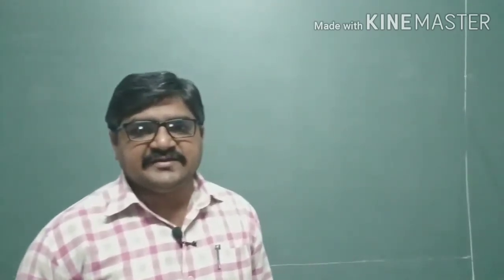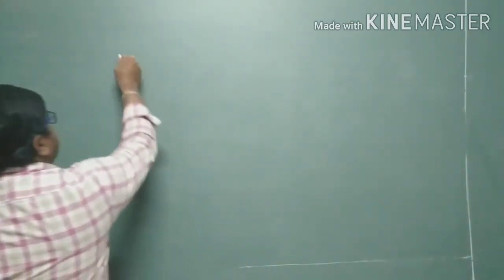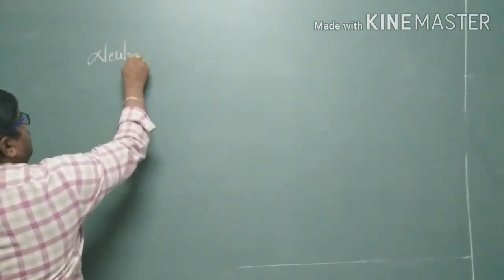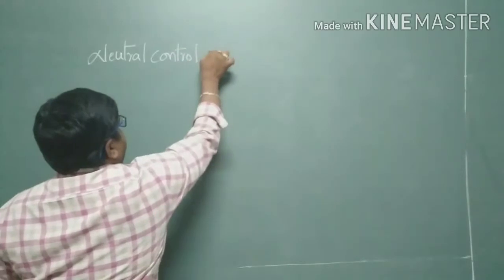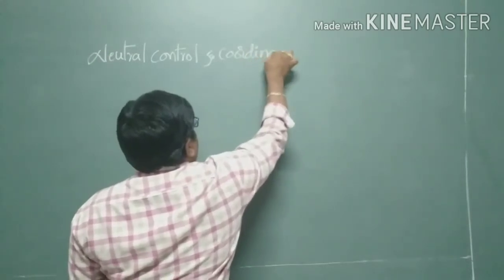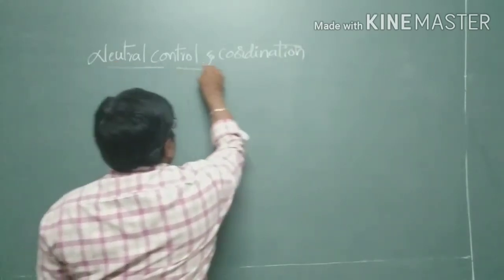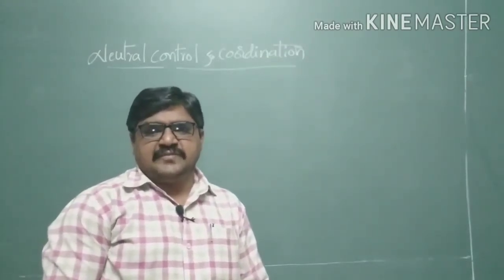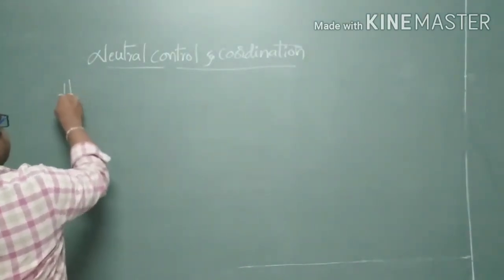Now coming to the next topic, that is neural control and coordination. So this is the next one, neural control as well as coordination. Here, first we have to know about homeostasis.